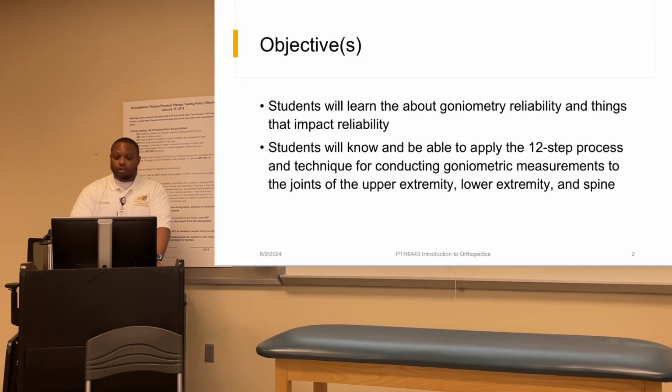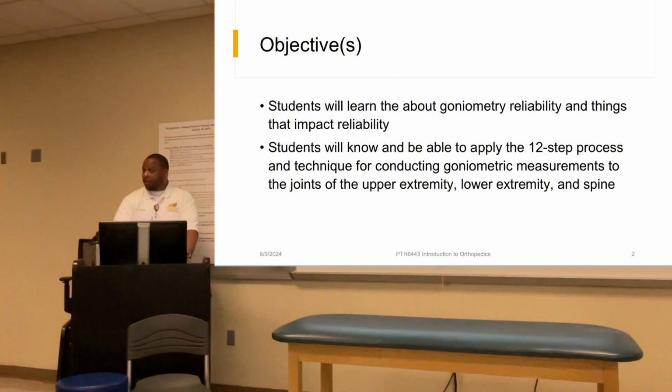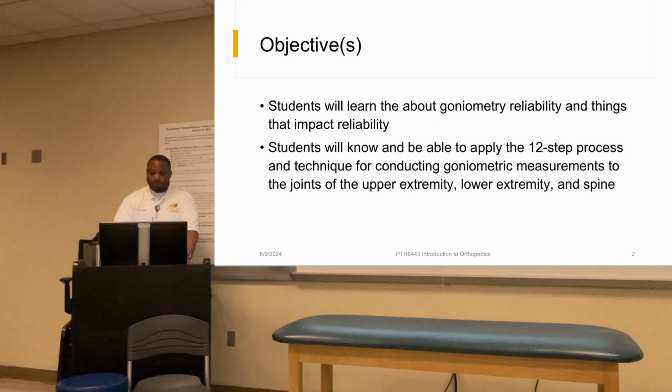Objectives. Students will learn about goniometry's reliability and things that impact reliability. Students will know and be able to apply the 12-step process and technique for conducting goniometric measurements to the joints of the upper extremity, lower extremity, and the spine. In this course, we're just going to focus on upper extremity and lower extremity, but you will already have this presented to you before you get to the spine courses.